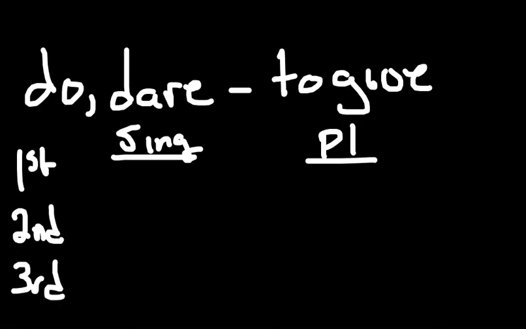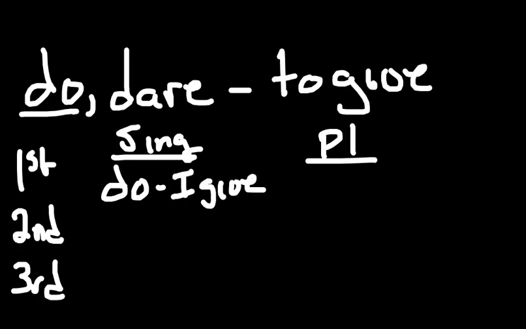First person singular, super easy. You're given that right there in do. So we'll just put it down here, do. And in English, the pronoun we use for that is I. So we would say I give. So we start off with that.